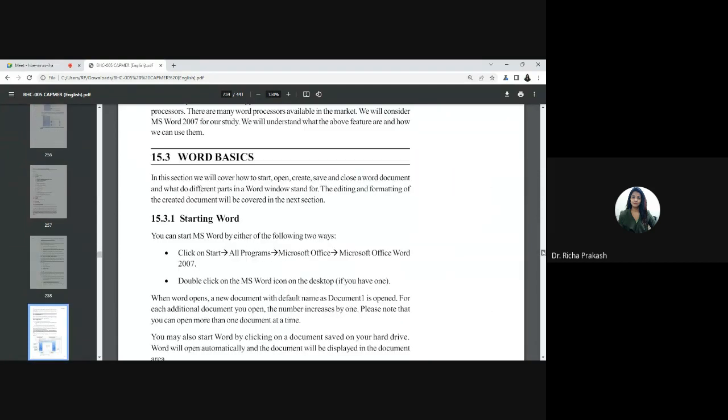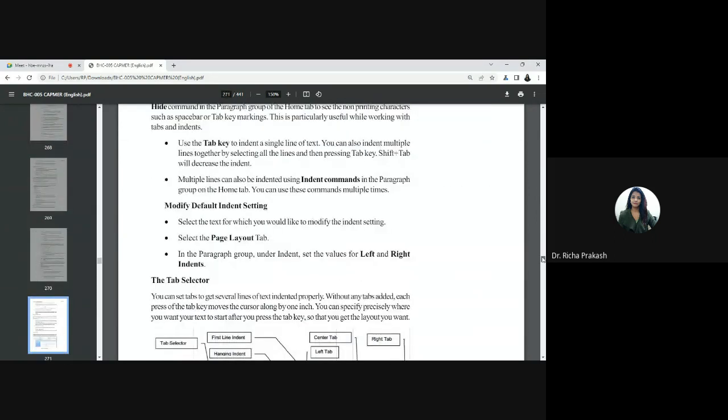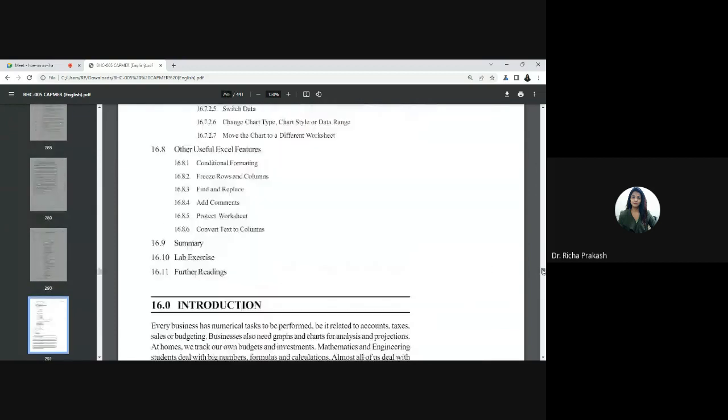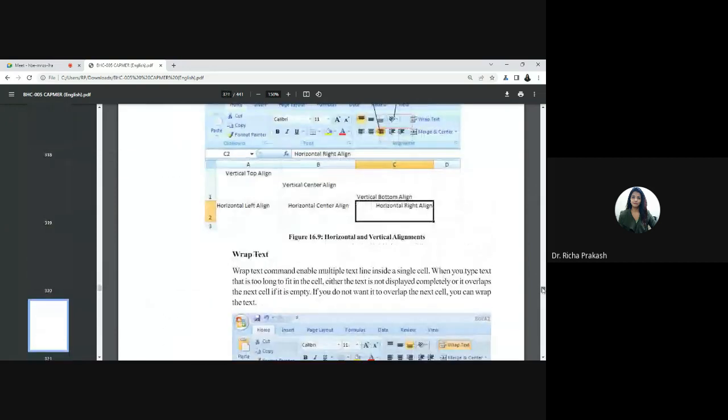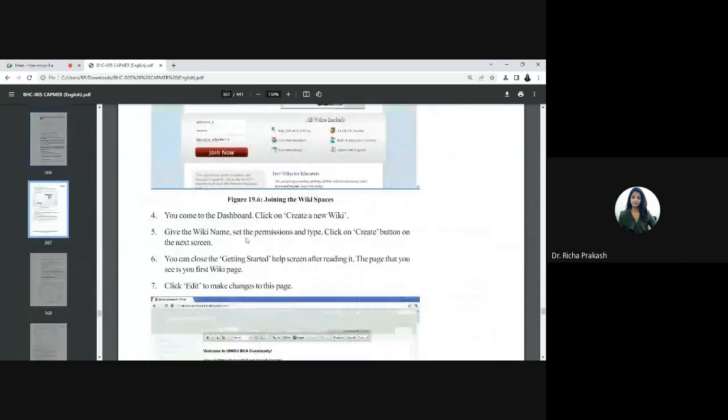CD, DVD कैसे use करते हैं, Word का basic कैसे होता है. You start on click, all programs, Microsoft Office, Microsoft Word, and then 2000 version, and then double click. So I don't think I need to tell you all these things. You all are much more advanced than me, I'm sure about it. So just go through this, and till unit 19, it's all about computers, computers, computers.